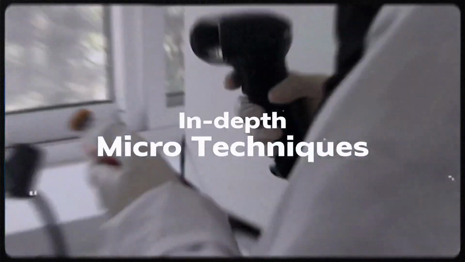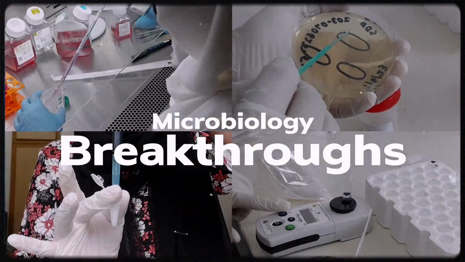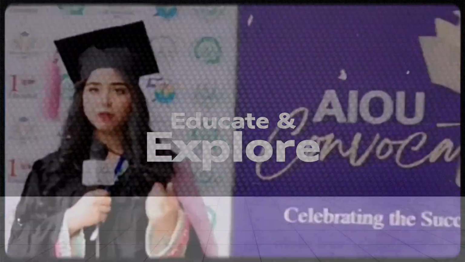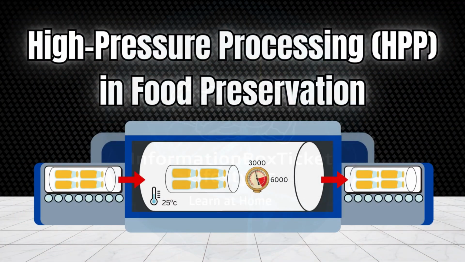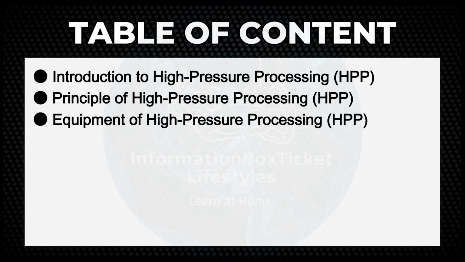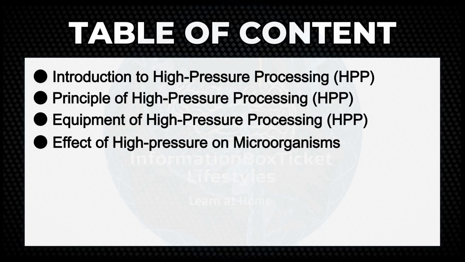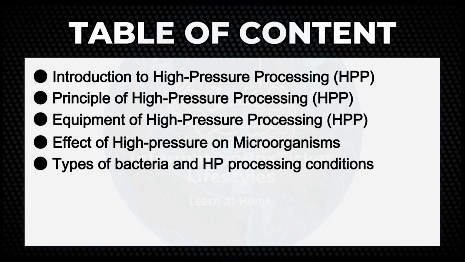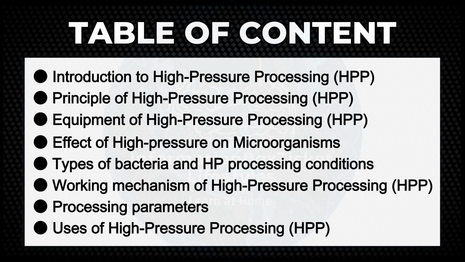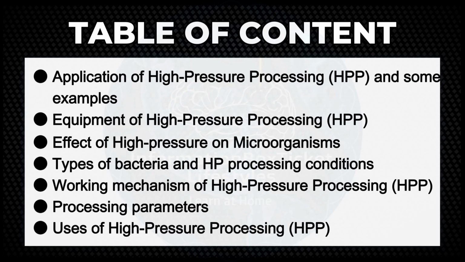Let's explore in-depth micro techniques and uncover groundbreaking insight together on this educational journey into the fascinating realms of microbes. High-pressure processing in food preservation. Table of contents. Introduction, principle, equipment, effect of high pressure on microorganisms, types of bacteria and HP processing conditions, working mechanism, processing parameters, uses of high-pressure processing, HPP, application of high-pressure processing, HPP, and some examples.